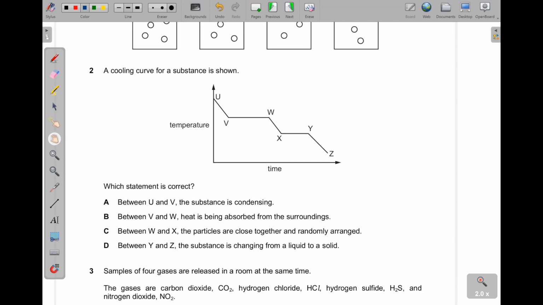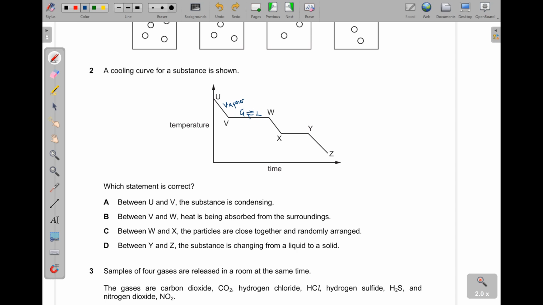Then number 2, a cooling curve for a substance is shown. Which statement is correct? Now, before I even go to the options, between U and V, here we are seeing vapor, or the gas. Then here, the gas is in equilibrium with the liquid. In other words, the gas is trying to condense here.